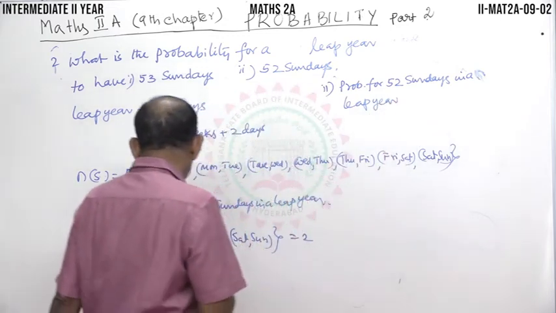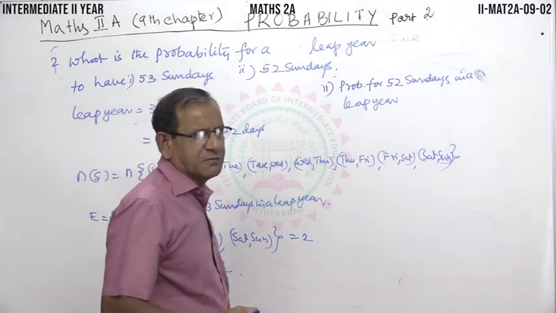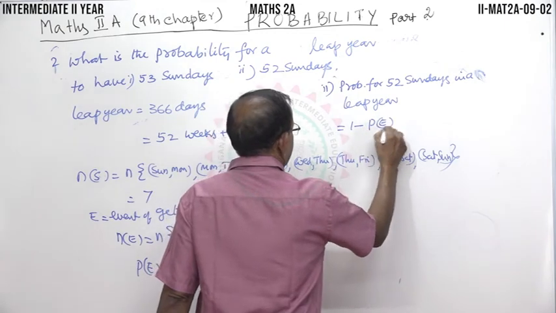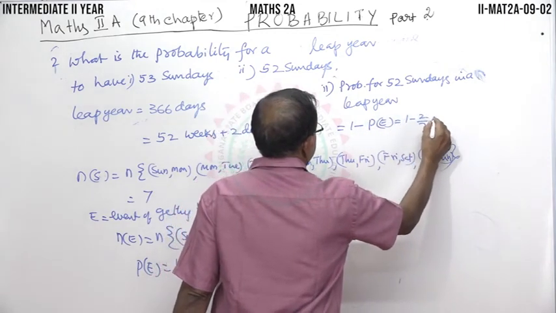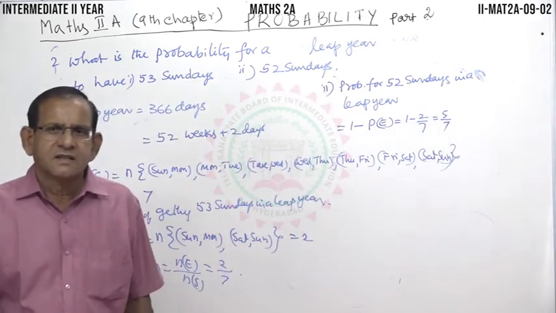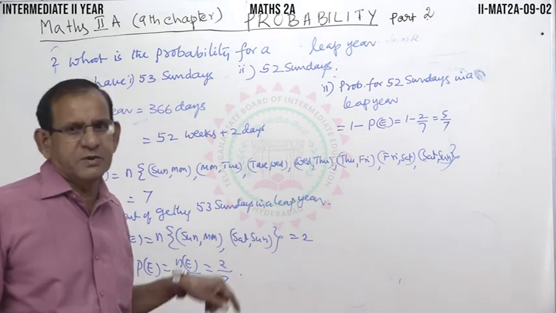Now if it is not 53, it should be 52 only. So any one of those two will be possible. So that is equal to 1 minus P of E. That is 1 minus 2 by 7 equal to 5 by 7. That is the probability for having 52 Sundays in a leap year.